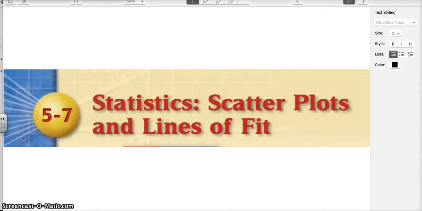So we have come to the end of chapter 5. We're going to look at section 5.7, and all of our knowledge that we have gained thus far when discussing the concept of linear equations really does culminate nicely into this section. Section 5.7 is about statistics, scatter plots, and something called lines of fit.